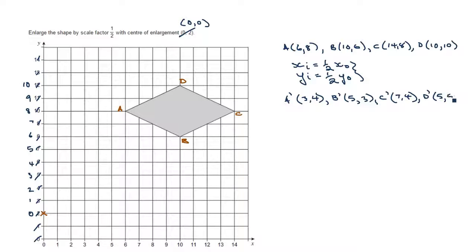Okay, now we just need to plot these on our graph. So A prime is at 3, 4. Where are we? 3, 4. Let's just label that A prime. B prime is at 5, 3. C prime is at 7, 4. And D prime is at 5, 5. So let's join these together.